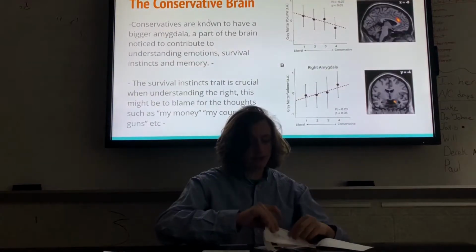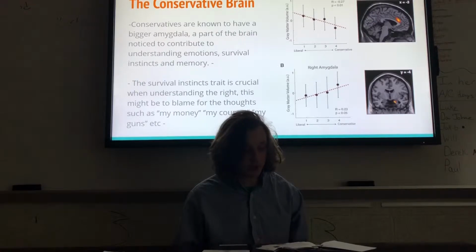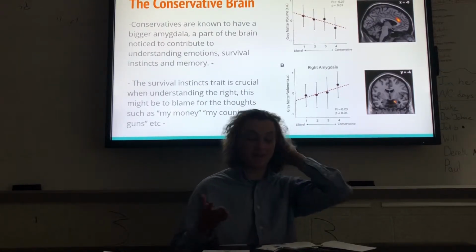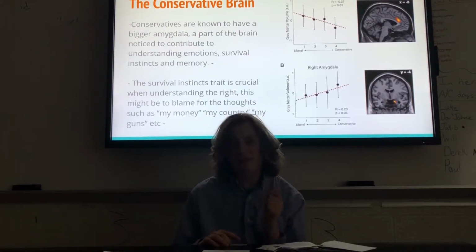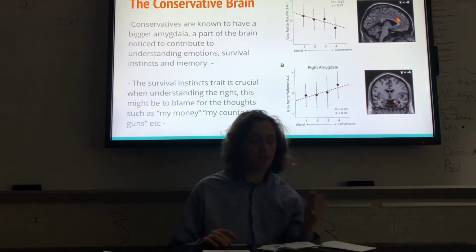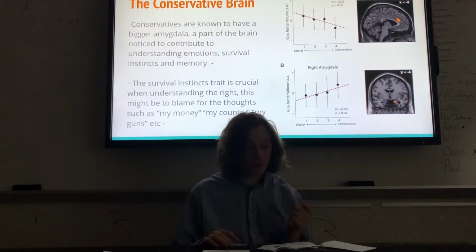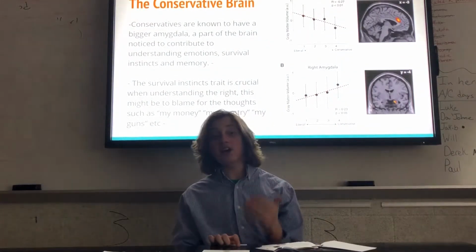Let's move on to the conservative brain. As I stated earlier, the amygdala is a big part of the brain commonly associated with Republicans. Conservatives are known to have a bigger amygdala, a part of the brain known to contribute to understanding emotions, survival instincts, and memory. These survival instincts are very crucial when understanding politics and psychology revolving around politics. For example, the survival instincts trait is crucial when understanding the right because it might be to blame for thoughts of my country, my money, my guns, etc.